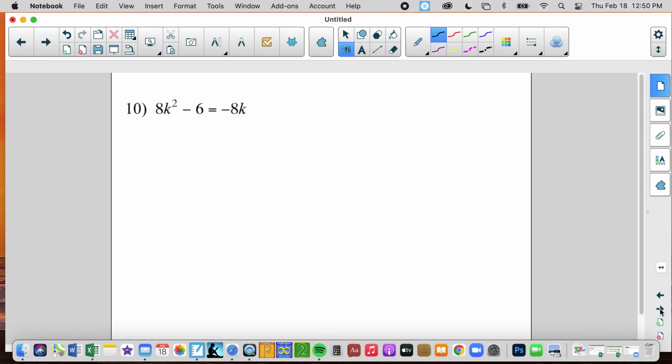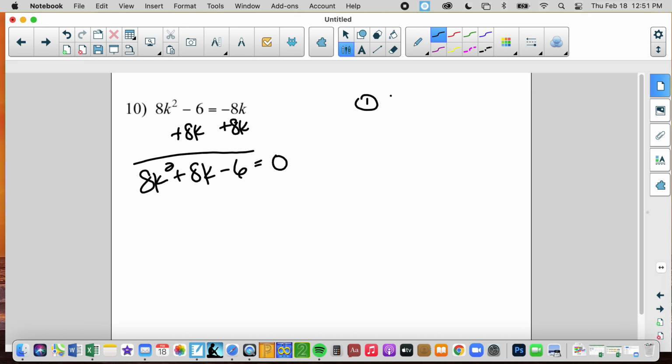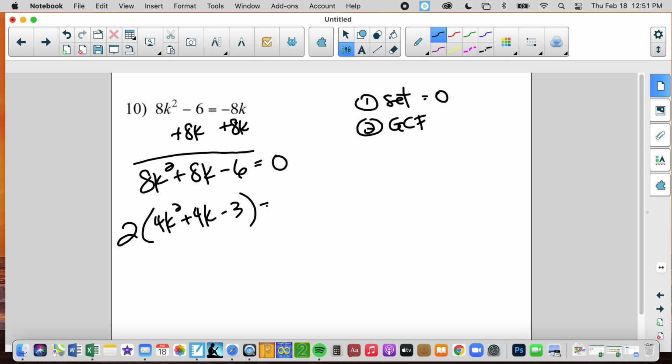Let's see if we get a little crazy. Still not crazy yet. All right. Add 8k, add 8k. Those are not like terms, so we just get 8k squared plus 8k minus 6 equals 0. Now, that was 1, set equal to 0. 2 is GCF. This problem does have a greatest common factor. So 2 goes into each of those. You get 4k squared plus 4k minus 3 equals 0.